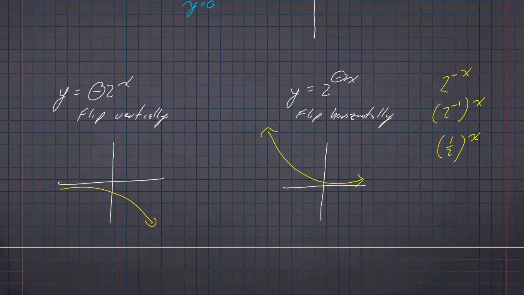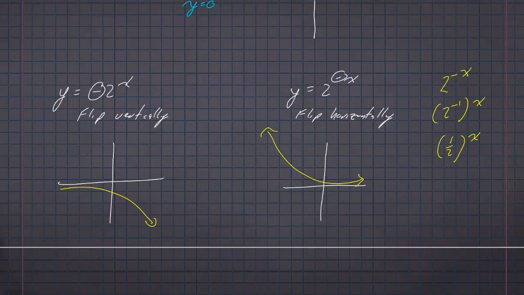Another way of thinking about that: if your base is bigger than 1, it will grow to the right and have a horizontal asymptote to the left. If your base is smaller than 1, it will grow to the left and come to the horizontal asymptote as you go to the right. Keeping those couple of things in mind can help you draw these graphs.